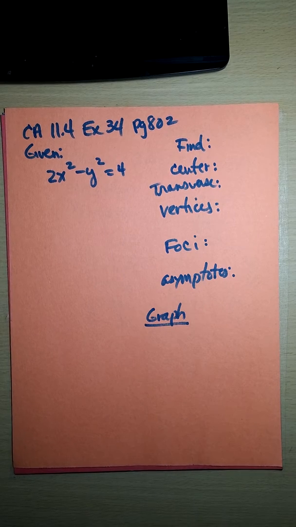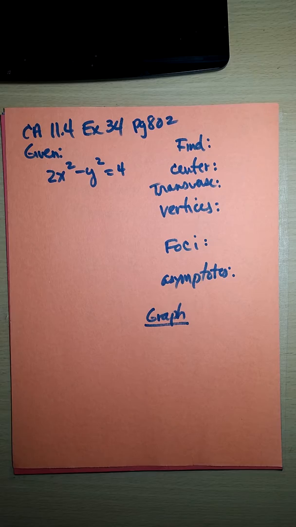College Algebra, Section 11.4, example problem number 34, page 802. You're given 2x squared minus y squared equals 4, and we're supposed to find the center, the transverse axis, the vertices, the foci, the asymptotes, and graph it. I'm going to do the graphing first.